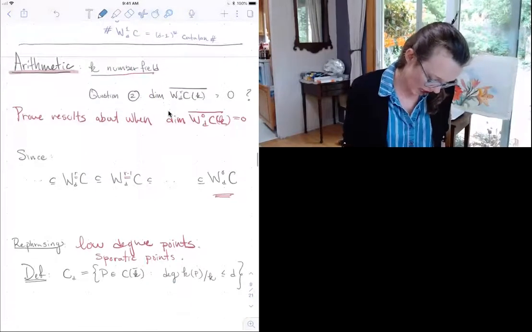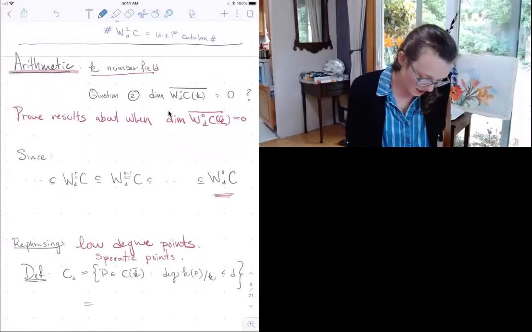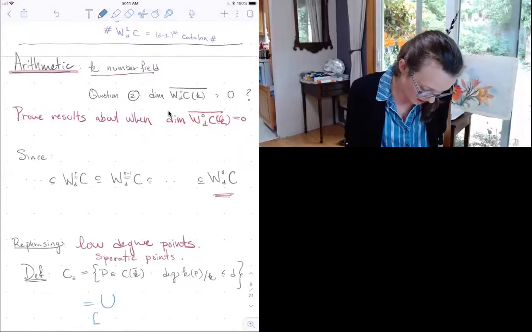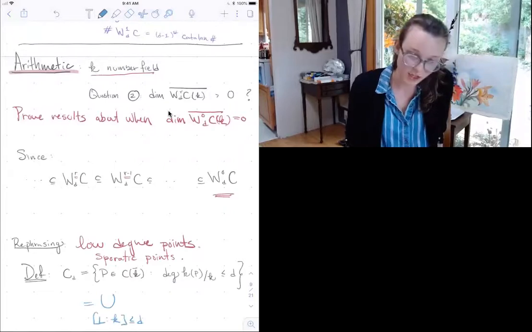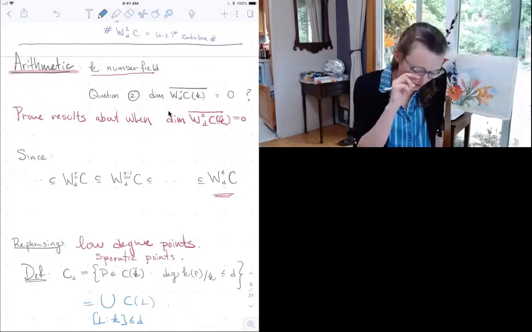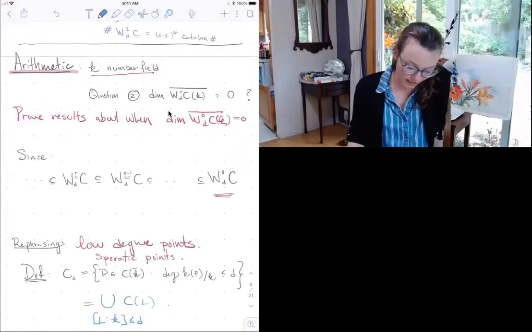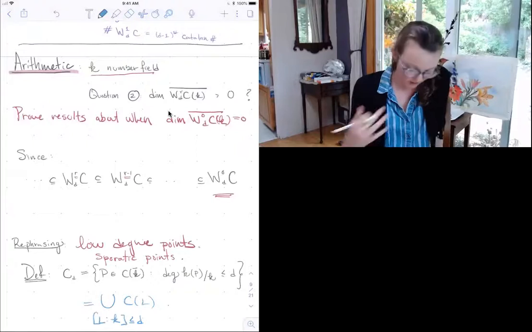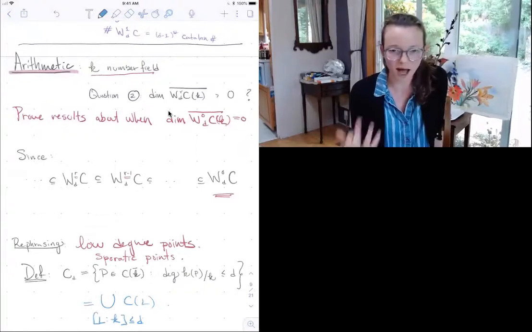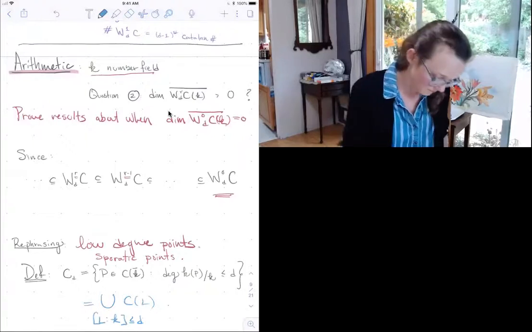Let me write this another way. It's also the union over all extensions L over K of degree at most d, so these are number fields, of the L points on my curve. I like to write it like this to emphasize that it's not the points over any one fixed number field, it's the points over this infinite collection of number fields. So it possibly behaves very interestingly.